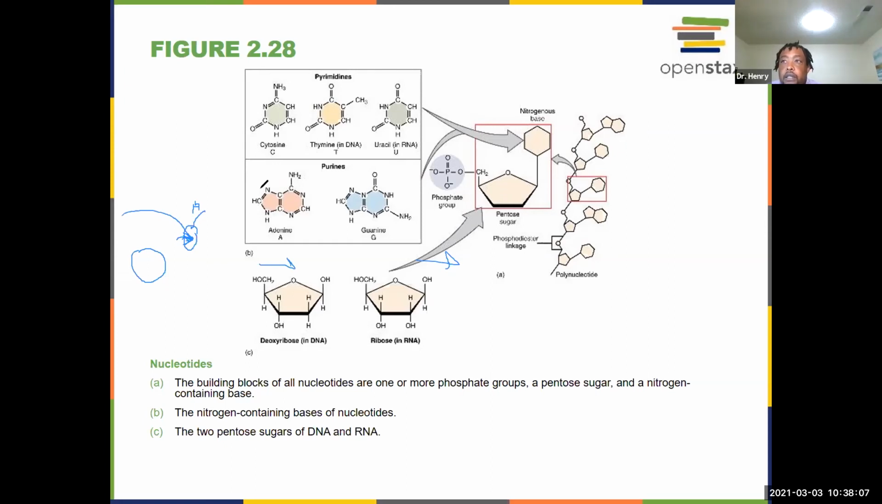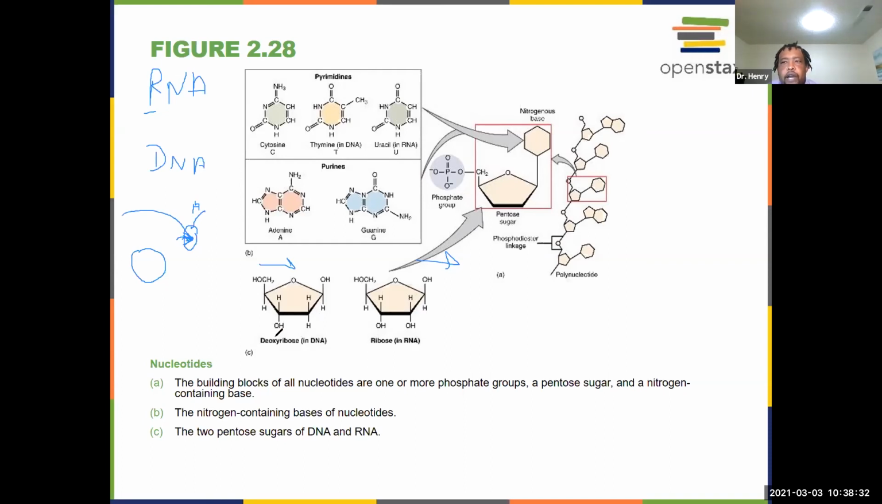There are, for RNA, RNA stands for ribonucleic acid, and DNA stands for deoxyribonucleic acid. Okay. So the difference between RNA and DNA is the sugar molecule, right? One of the major differences. There'll be another one here in a second.